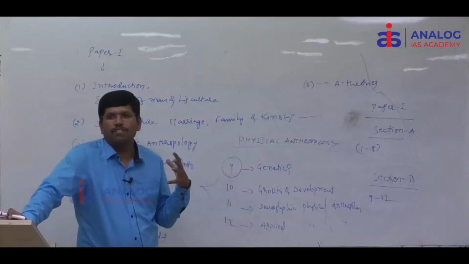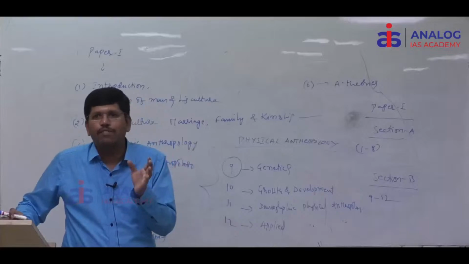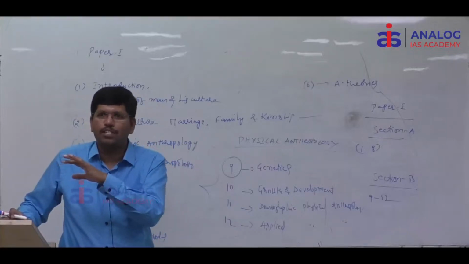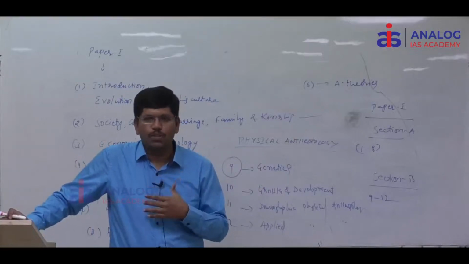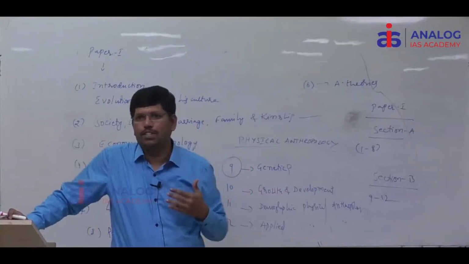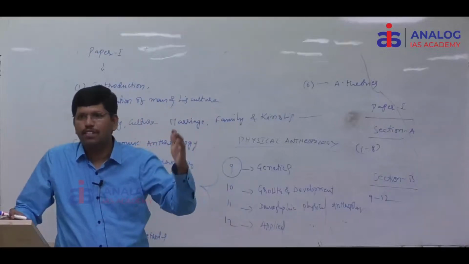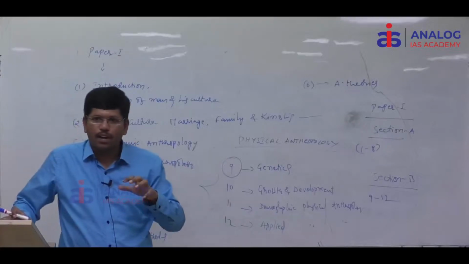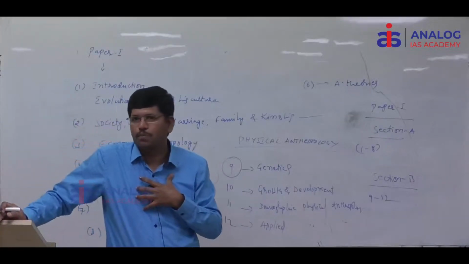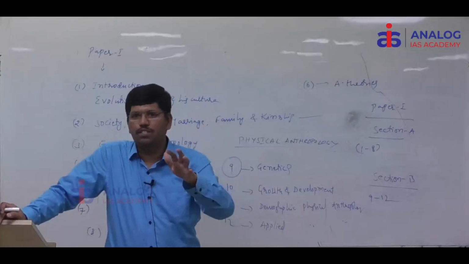Whatever the changes that were brought about during the course of evolution, they were handed over from one generation to another generation through genes. In my body there are certain genes. Those genes are handed over to the next generation. Like this, over a period of millions of years, environmental changes were there on our planet. Accordingly, there were a number of adjustments in our body.